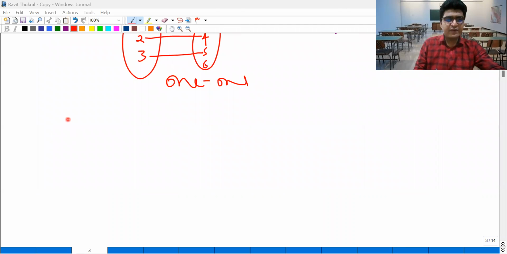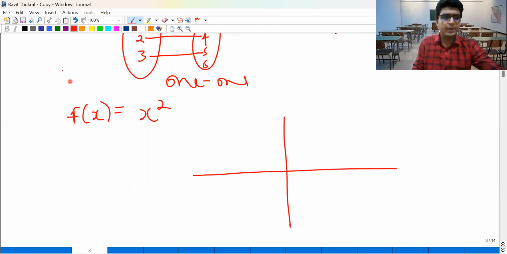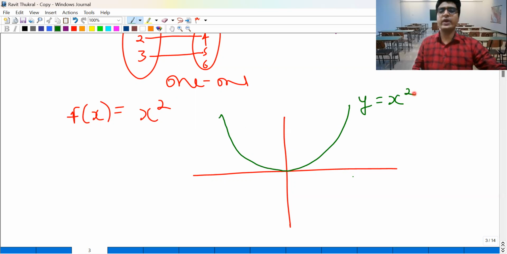So let's say we have a function f(x) equal to x square. We haven't studied curve sketching till now. This is the first class. But x square looks like this. You must have studied this in your class 11th or 12th. So this is the curve for y equal to x square, right?